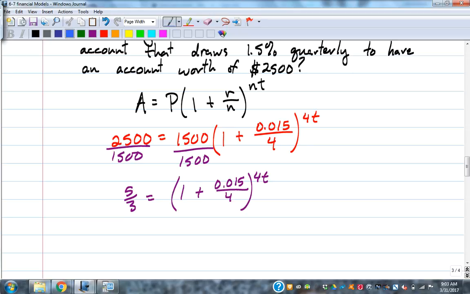Now, the variable is in the exponent. How do I get it out of that? How do I bring it down to the front? Natural log, yeah, because the bases are definitely not the same here. 5/3 and then whatever that number is. Definitely not the same. So I could take the natural log of each side. Natural log of 5/3 equals 4t natural log of 1 plus 0.015 over 4.